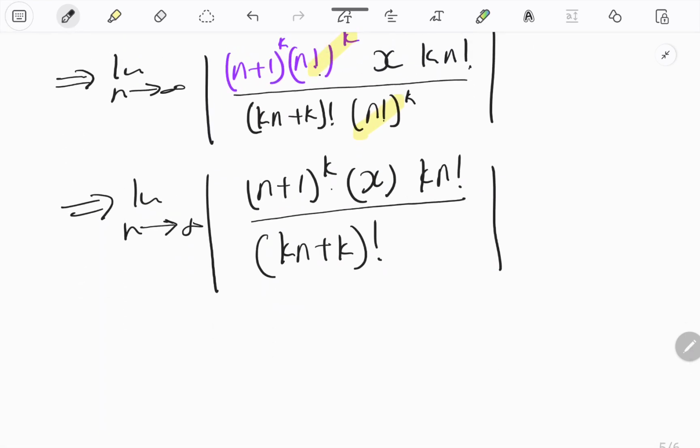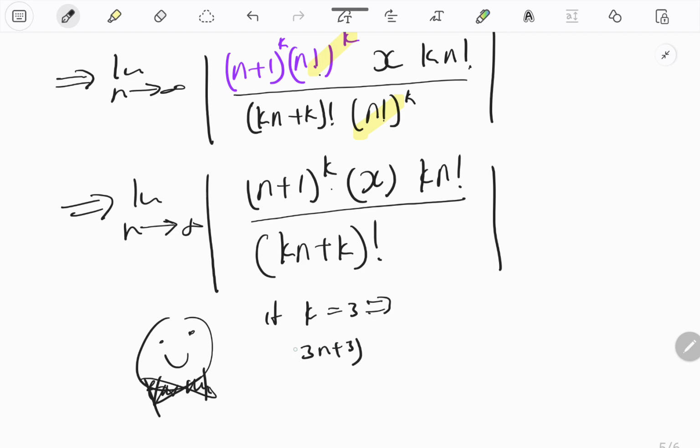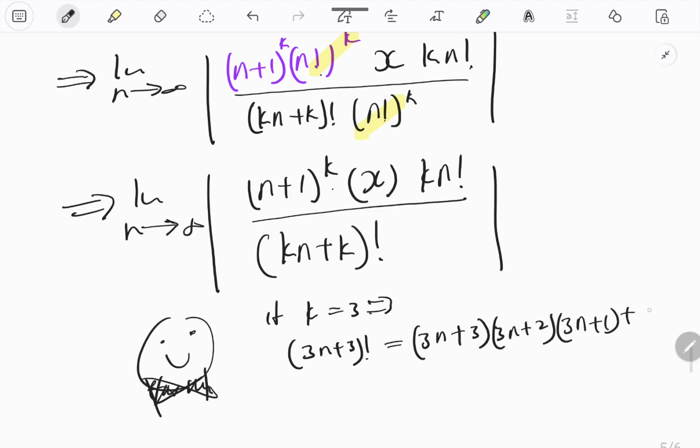I think that's where the interesting part comes in, or should I say that's where most people will struggle to continue. But let's do an example. Let's try for k equals 3. Let's look at what happens. If k equals 3, we're going to have this guy being (3n+3) factorial. Then that will be the same as saying (3n+3)(3n+2)(3n+1)(3n). I think by now you see what factorial does.